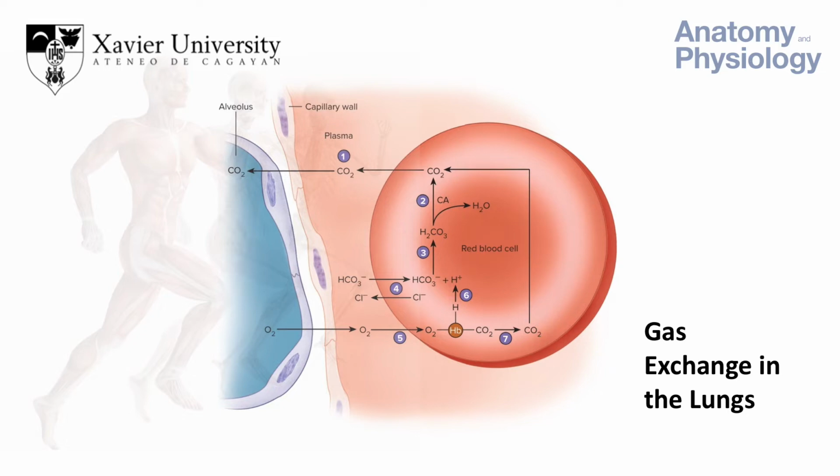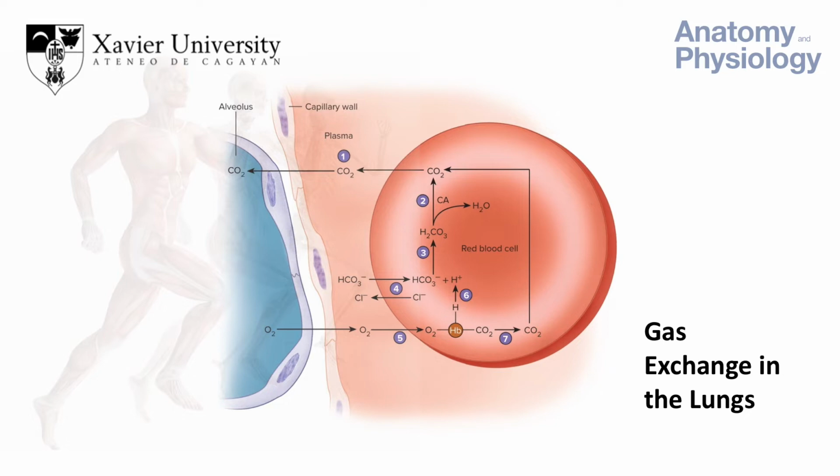So in the chloride shift, an antiporter allows HCO3 to diffuse into the red blood cells and chloride ions to diffuse out of them, which maintains their electrical neutrality. Oxygen diffuses into the plasma and into the red blood cells. Some of the oxygen remains in the plasma, then oxygen binds to the hemoglobin.